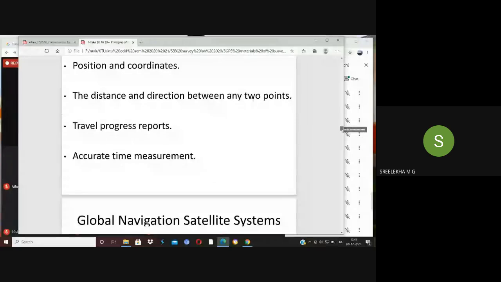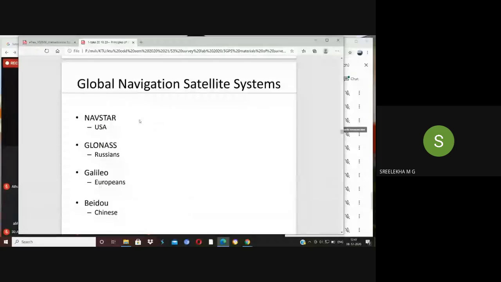That we can see in the next slide. And here it is shown the different GPS satellites. I think you already covered this in your theory syllabus. There is the Navstar GPS, there is GLONASS, there is Galileo and like that. Okay, different satellites. Indian satellites are also there, but still we are using the Navstar GPS only, which is the USA introduced one.